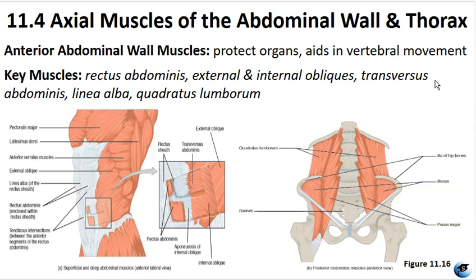and assist in movement of the vertebral column. These muscles include the rectus abdominis, which runs the length of the trunk and aids in flexion, such as when you're sitting up. The external and internal obliques facilitate twisting and side bending, and the transversus abdominis compresses the abdomen during forceful exhalation, urination, defecation, and childbirth. The linea alba is a fibrous band where these muscles converge at the midline. The quadratus lumborum is located in the posterior abdominal wall and also contributes to trunk movement and stabilization.